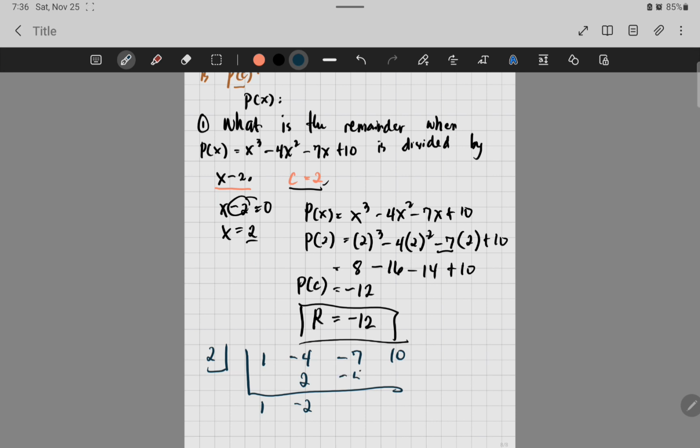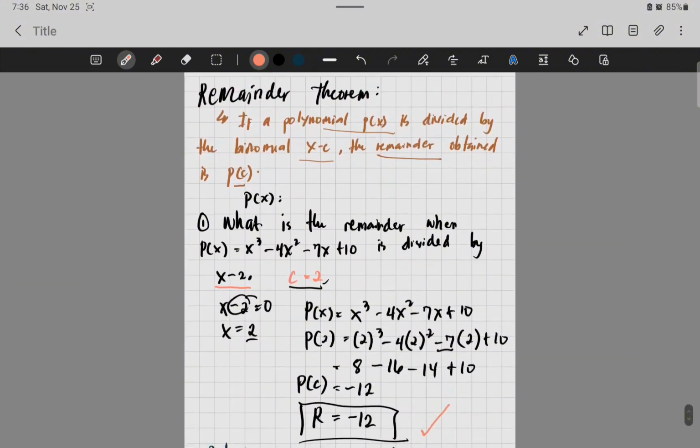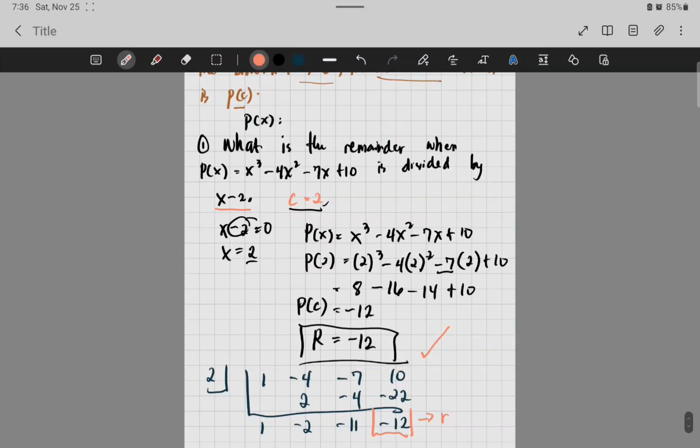Negative 2 times 2, that is negative 4. Negative 7 plus negative 4, that is negative 11. Times 2, that is negative 22. 10 plus negative 22 is negative 12. So, di ba, in our synthetic division, the value remaining here is your remainder. Therefore, our answer is correct, that the remainder is negative 12. So, we use the remainder theorem if we are asked to find the remainder only, not the whole quotient.